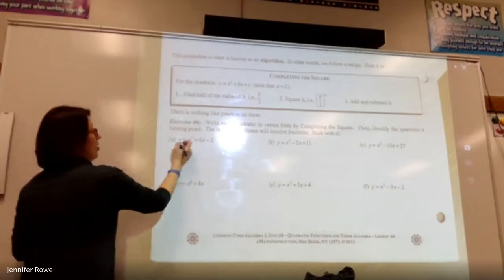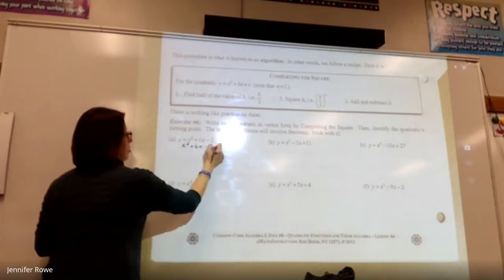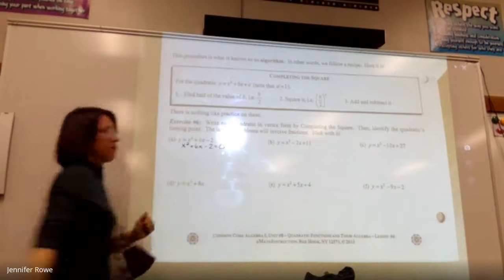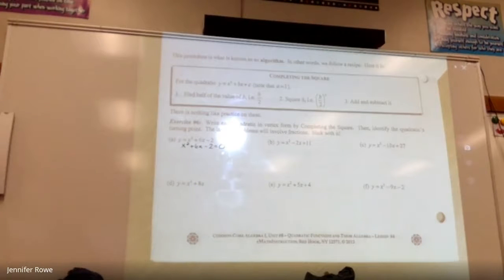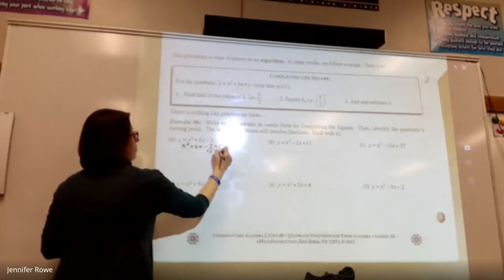First thing we're going to do is change that to 0. So x squared plus 6x minus 2 equals 0. Now you've got to write super small. We have to get that 2 out of the way. We have to open up a space so that we can find a new c value. So Zach said plus 2.